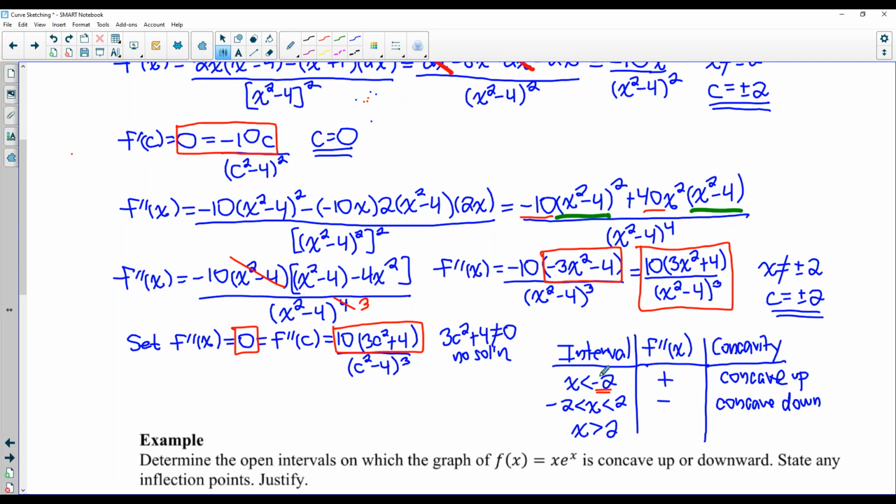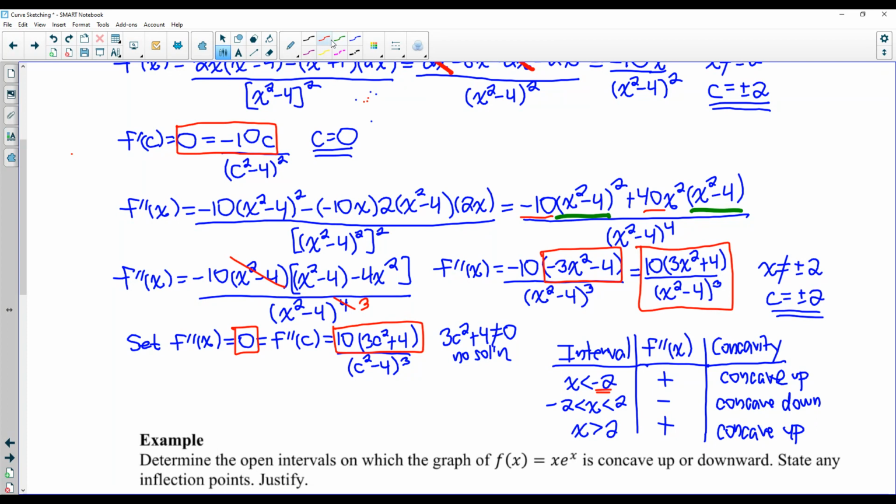And if x is bigger than 2, it's the exact same scenario as if it's less than negative 2. If you picked x equals 5, 5 squared is 25, minus 4 is 21. 21 cubed definitely gives you a positive number. So this is also going to be concave up.